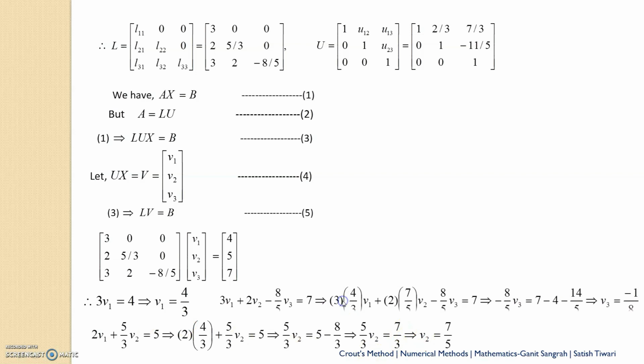Now we need to find V3. So for that I just multiply the third row with this column, equate to 7. Now we know the value of V1, V2, put the values here and just compute the value of V3, and that will be coming out to be minus 1 by 8. So we got here the values of what? V1, V2, V3.